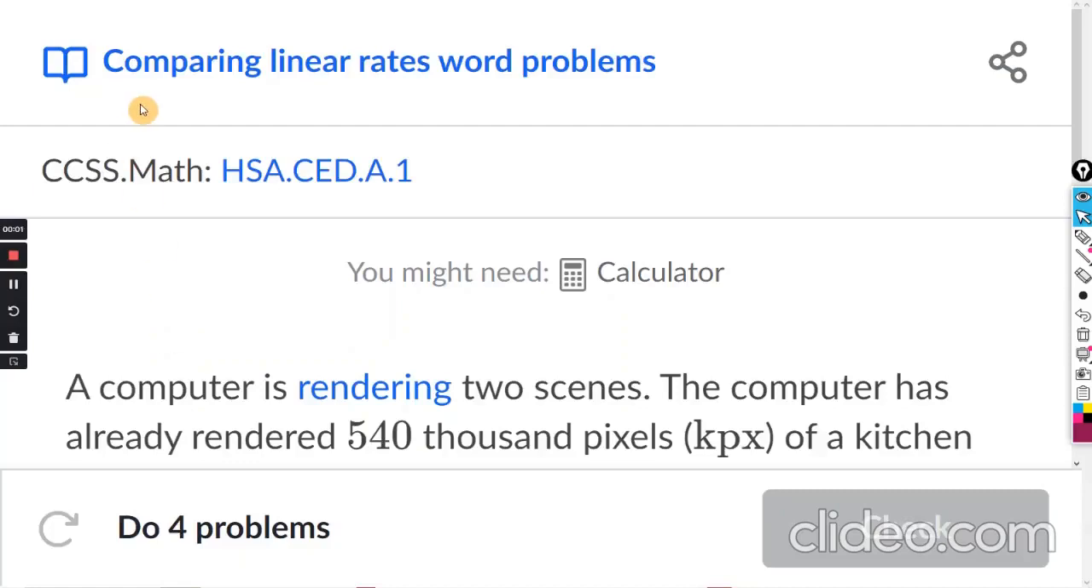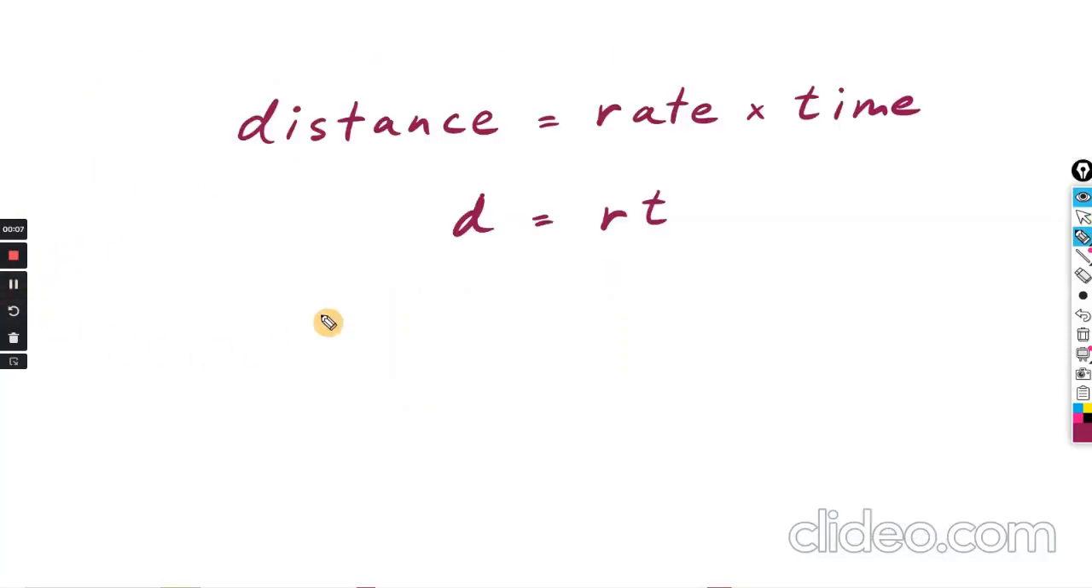This will be for the con exercise, comparing linear rates word problems. So the problems in this section will be based on the physics formula distance equals rate times time, or d equals r times t. Now, not all of the problems will be a distance problem, but nevertheless the formula will be the same, relatively speaking.